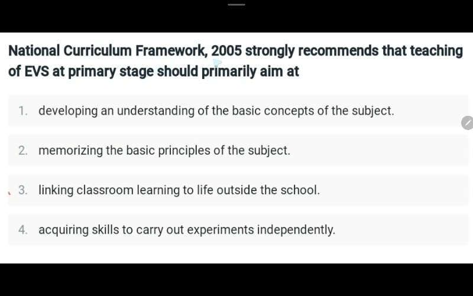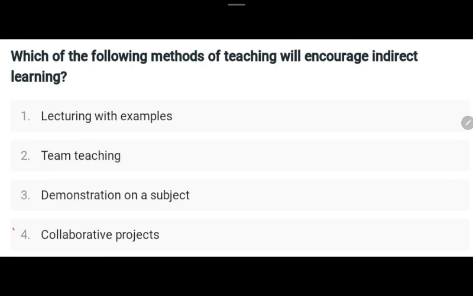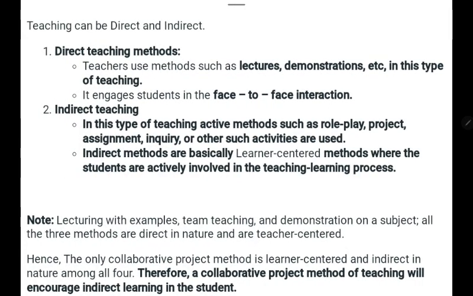National Curriculum Framework 2005 strongly recommends that teaching of EVS at the primary stage should primarily aim at linking classroom learning to life outside the school. Option 3 is correct. Which of the following methods of teaching will encourage indirect learning? Indirect learning, that is option 4, collaborative projects. Teaching can be direct or indirect, okay?